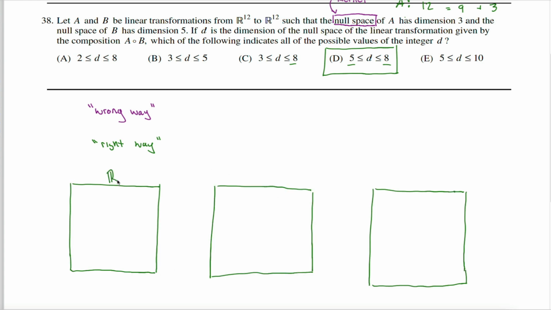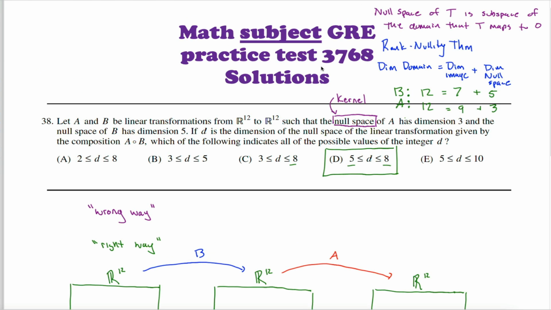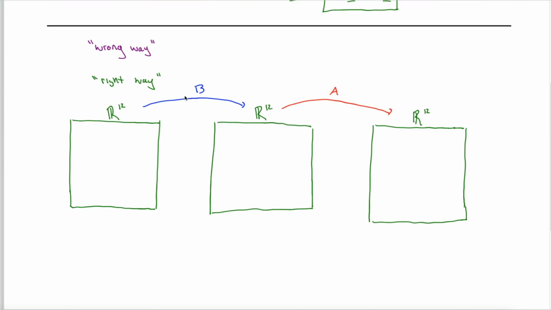So here's 3 copies of R^12. I'm interested in the composition A of B, so I'm going to apply B first, and then I'm going to apply A. Because the dimension of the null space of B is 5, the dimension of the image of B is 7. That's the rank-nullity theorem again. So if I apply B to all of R^12 here, I'll be left with a 7-dimensional subspace of R^12. This is the image of B.